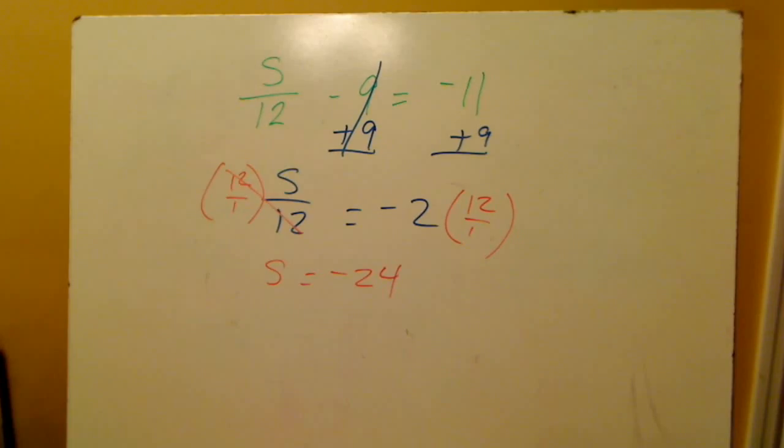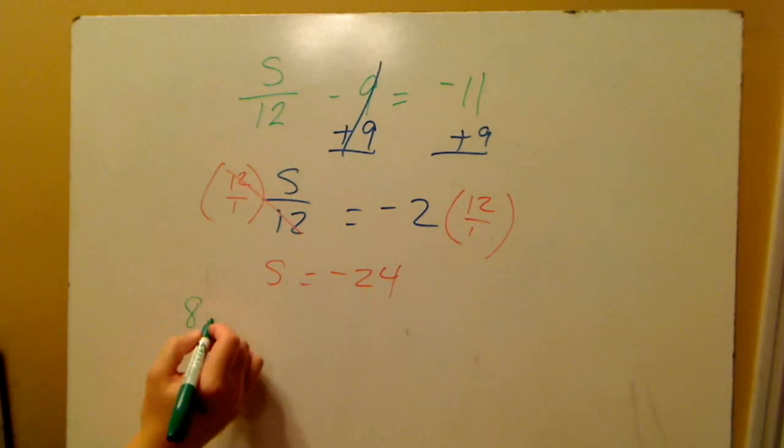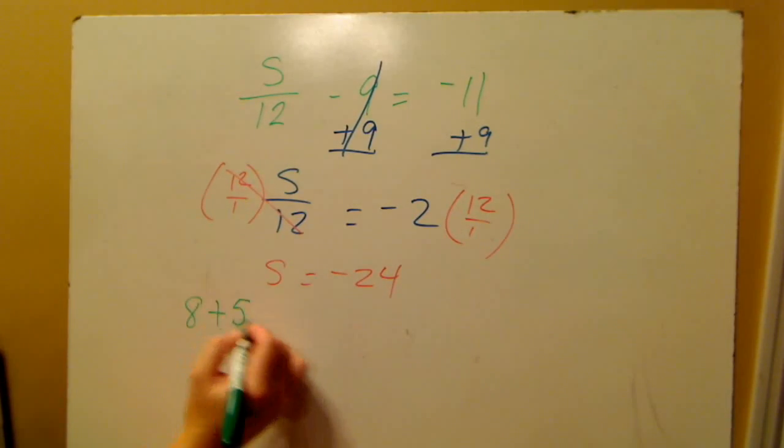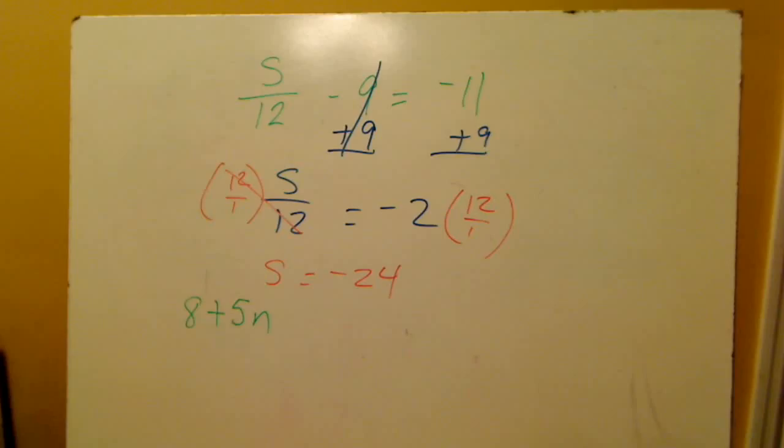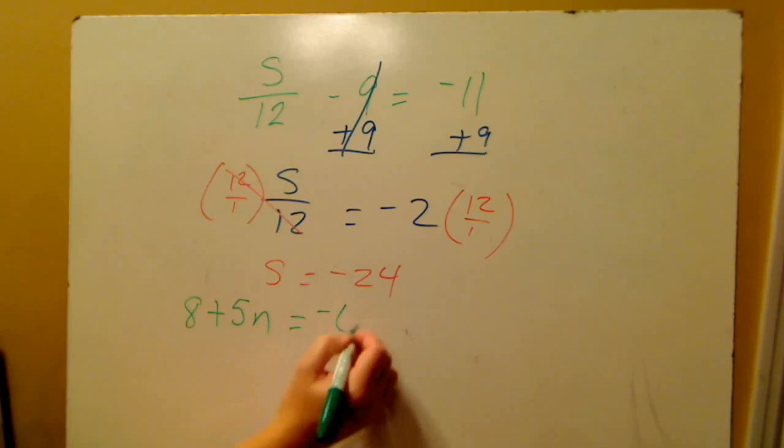The last example on your notes says to write an equation for the problem below and then solve. It says: 8 more than 5 times the number is negative 62. So you'll just rewrite that into an algebraic equation, which is what we learned to do in the very first tutorial. Eight more than 5 times the number is equal to negative 62.